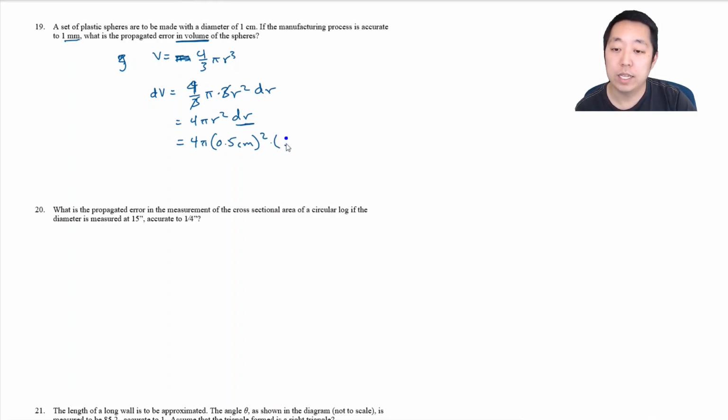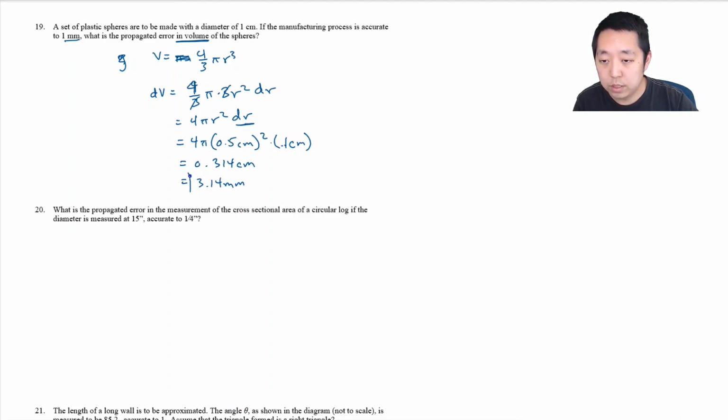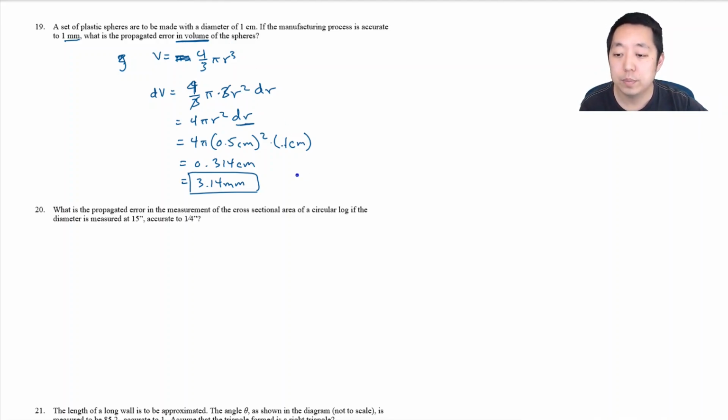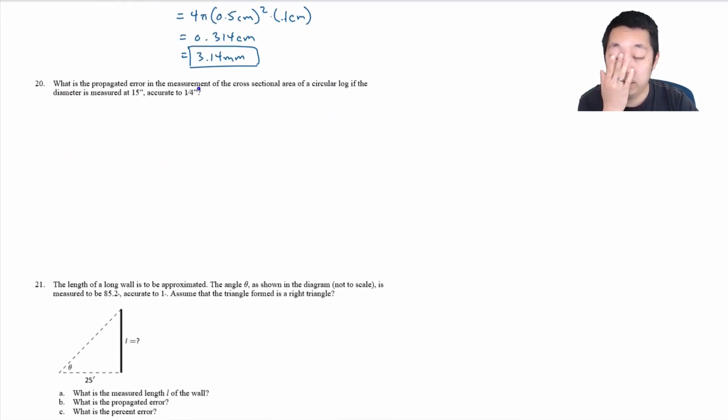1 millimeter is 0.1 centimeters. So I'm going to get 4 pi times 0.5 squared times 0.1. I'm going to get 0.314 centimeters, which is 3.14 millimeters. So that means a 1 millimeter error in the radius will propagate to a larger error in the volume, because volume is proportional to r cubed. So a small error in radius makes a bigger error in the volume. Okay, that's how we do it. You just use the differentials. That is basically what we're computing for the propagated error.